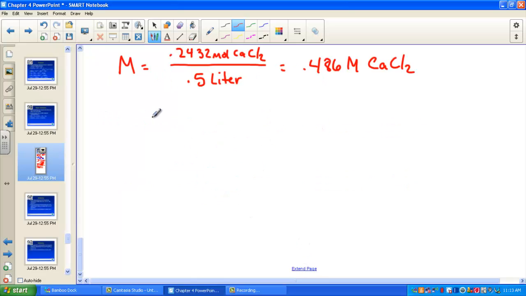Well, this has a little to do with some stoichiometry, doesn't it? When calcium chloride dissociates, it indeed is a strong electrolyte. It's a water-soluble ionic salt, so a strong electrolyte 100% dissociates. We get calcium ions aqueous, and we get 2 chloride ions aqueous. Calcium chloride releases calcium and 2 chlorides. We know the concentration of our calcium chloride to be 0.486 molar units.